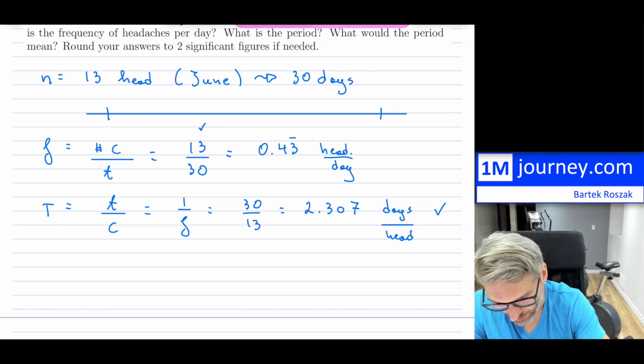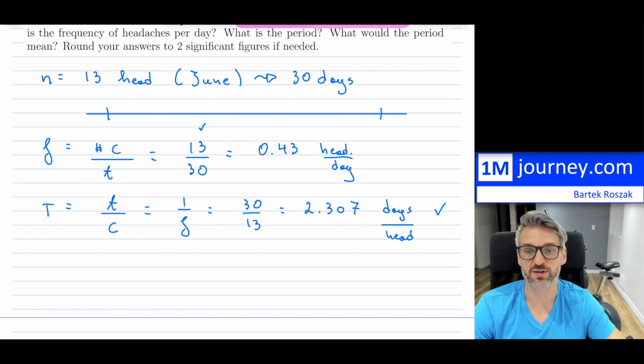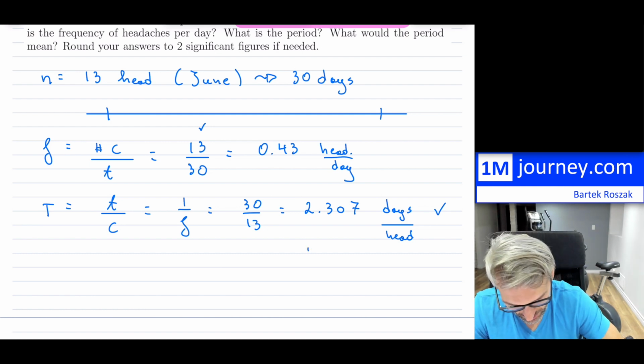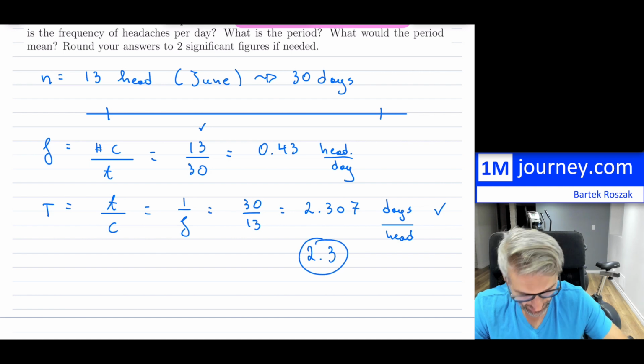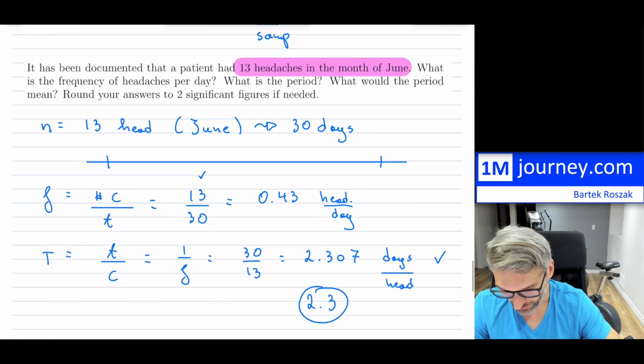Now, going back to the rounding, we can now drop this, because if you want two significant figures, then 0.43 is fine. That's two sig figs. And then we would round this to just 2.3, to two significant figures. That's what you would have there.